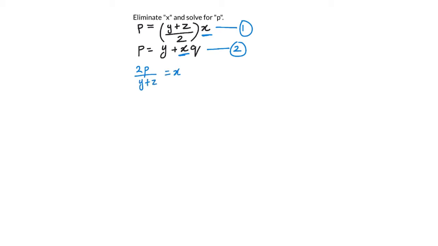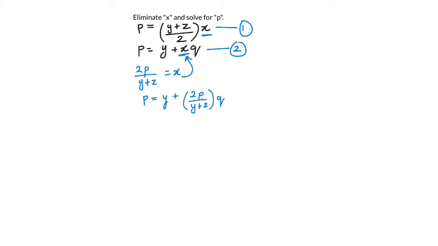Now we have isolated x and we can put this value of x in the second equation here. Let us do that. So p equals y plus x times q in the second equation. So y plus, instead of x, now we will put the quantity 2p over y plus z times q. We have got an equation that does not contain x here, but now we see that it has p present at two places, here on the left hand side and here on the right hand side. We need to isolate p on one side.